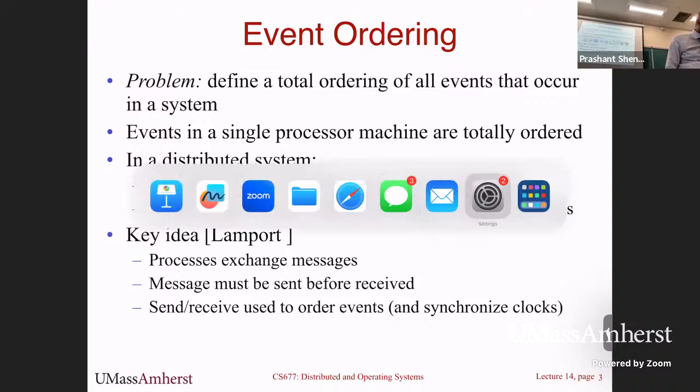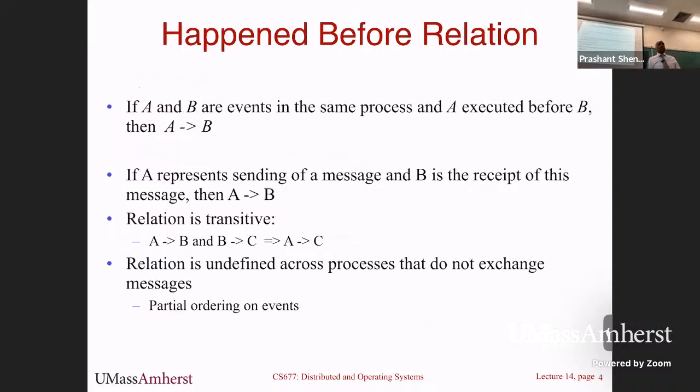Okay, so hold on. Let's see how we can do this. Before we come up with a technique to order these events based on some timestamps, we have to define this ordering relationship, which we'll call happened-before. Usually you use the arrow that's shown there. A arrow B basically says A happened before B.